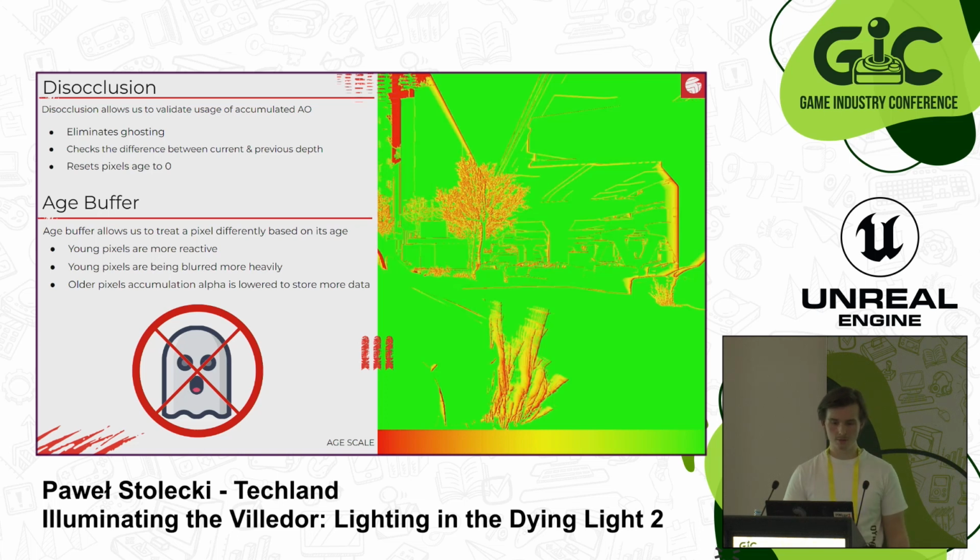We use the age buffer to track pixels' age. It allows us to treat pixels differently based on their age. Freshly disoccluded pixels are more reactive due to being undersampled, and later on they are blurred more heavily to reduce the noisy look.